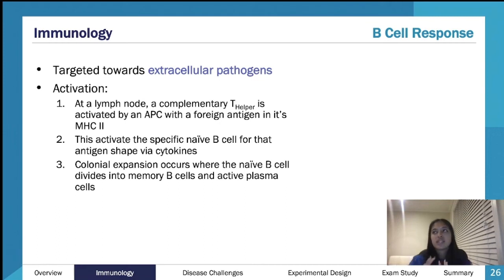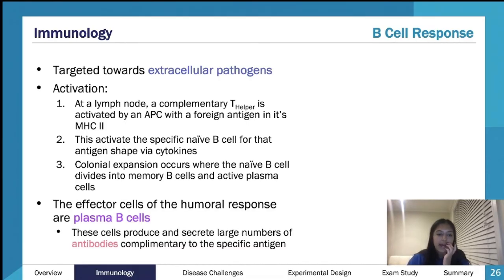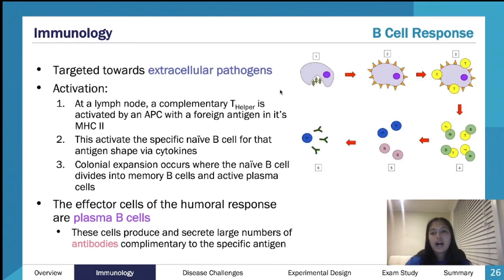Your memory B cells, their role is basically just to hang around. And then once this infection is over, the next time that we get infected with COVID, let's say, we've got a lot of memory B cells hanging around. It's their job to divide into more B cells, basically. Okay, so yeah, plasma B cells, antibodies. That's the idea there. So this is ultimately what we can see in terms of our sort of initial infection.